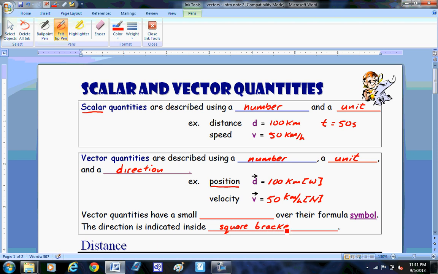Something else that you probably noticed was that when you look at the symbols for these vector quantities, there's a little arrow on top. And this arrow tells you that these quantities have a direction, that they're vector quantities. You must have a direction. Now the arrow doesn't point in the direction that we're going, but it indicates that you must have a direction associated with it. So you've got a little arrow on top of the formula symbol. So here, 100 kilometers west, we have a little arrow on top of the d, and that tells me it's position and it's not a distance as we had earlier.